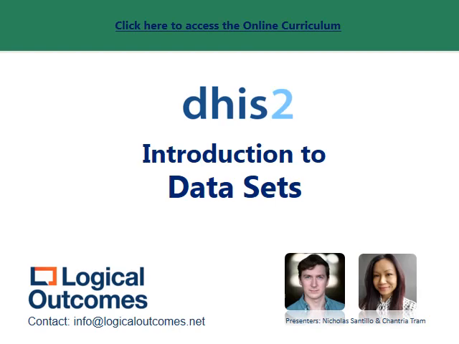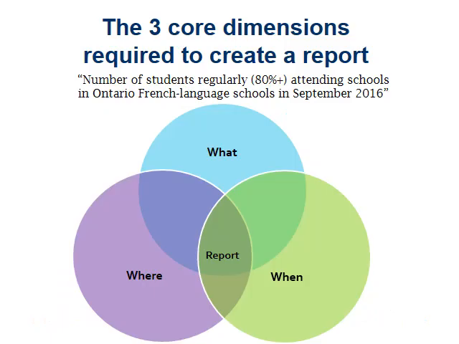Today we're going to be talking about data sets in DHIS2. Data sets are the final part of the triangle of the three core data dimensions. Right, that's the when. And we'll look at exactly why that is.